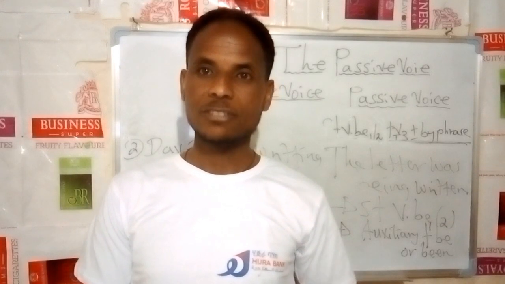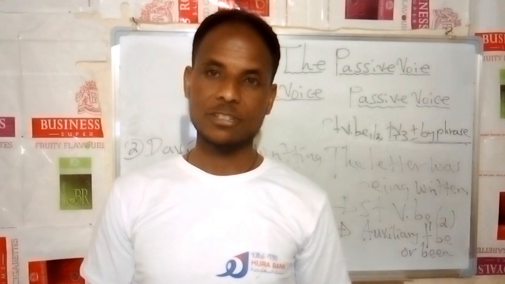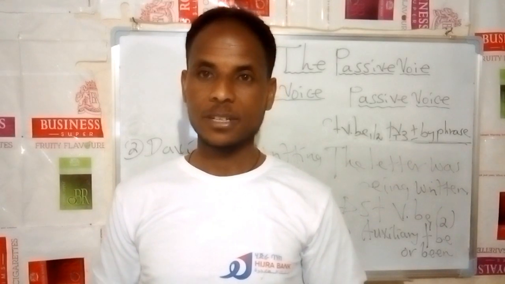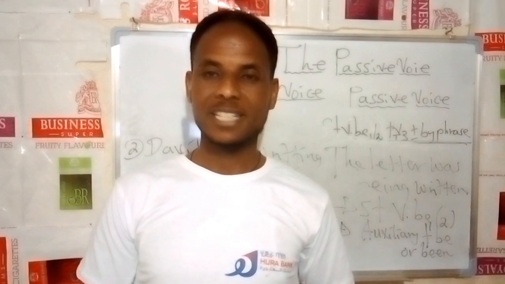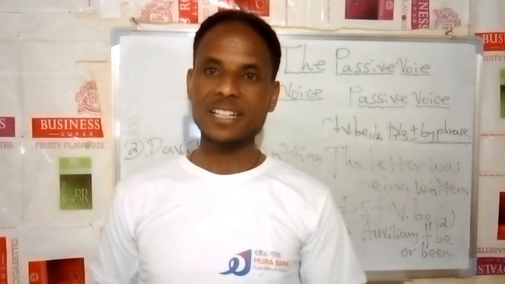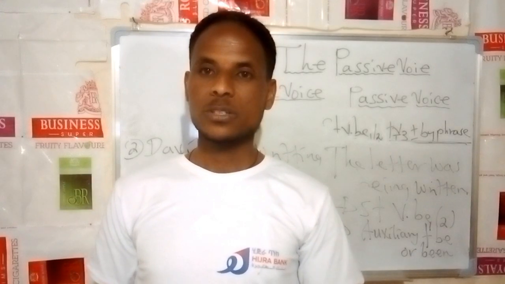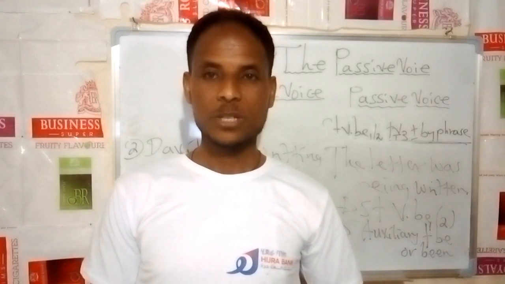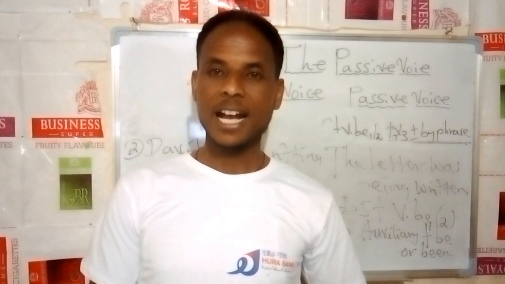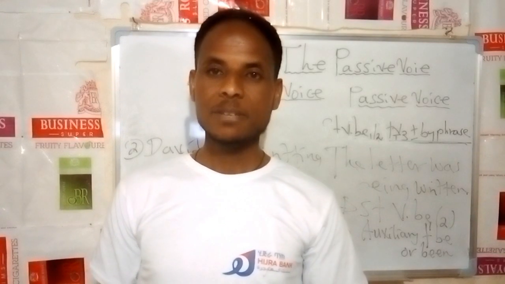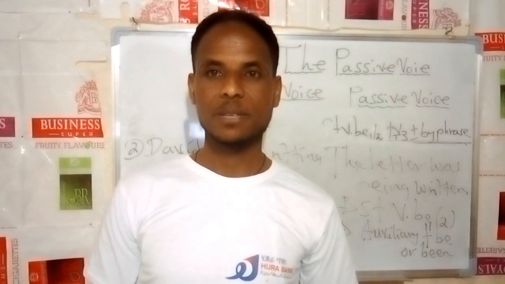Ravi is drinking coffee. Coffee is being drunk by Ravi. Ravi has drunk coffee. Coffee has been drunk by Ravi. Ravi has been drinking coffee. Coffee has been drunk by Ravi. Ravi drank coffee. Coffee was drunk by Ravi. Ravi was drinking coffee. Coffee was being drunk by Ravi. Ravi had drunk coffee. Coffee had been drunk by Ravi. Ravi had been drinking coffee. Coffee had been drunk by Ravi.